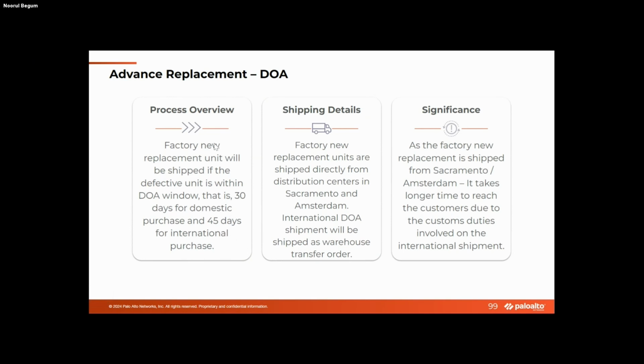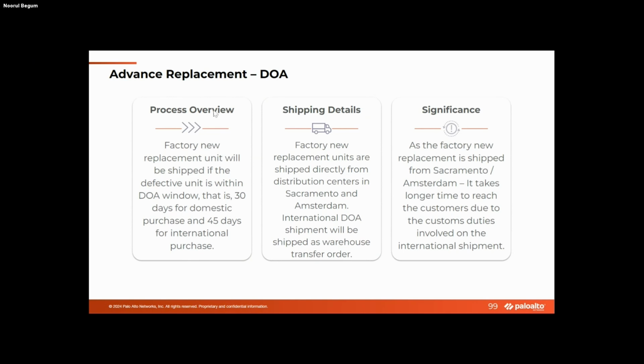So this means that for a device purchased in the US, we will give 30 days for it to be entitled for a DOA. For international purchases, it's 45 days. So within 45 days, if the device is defective, we will give you a brand factory new replacement. So it's a brand new device.